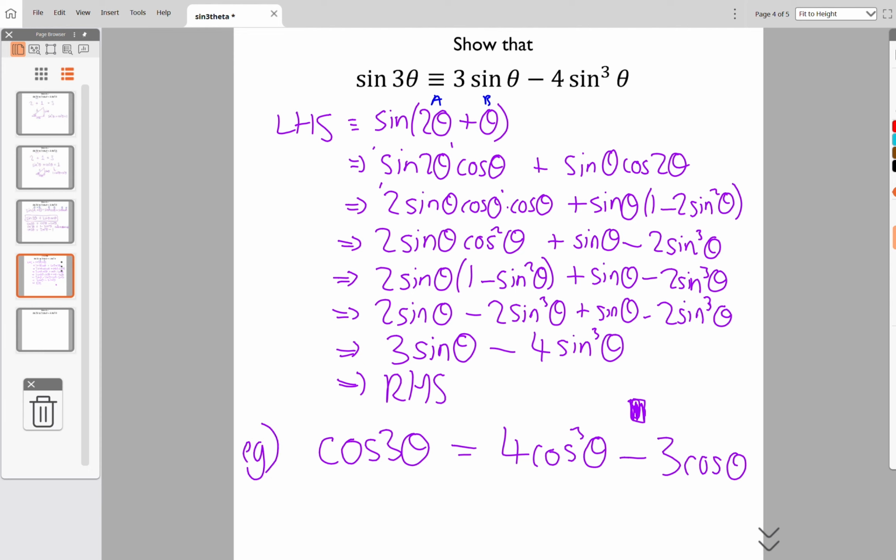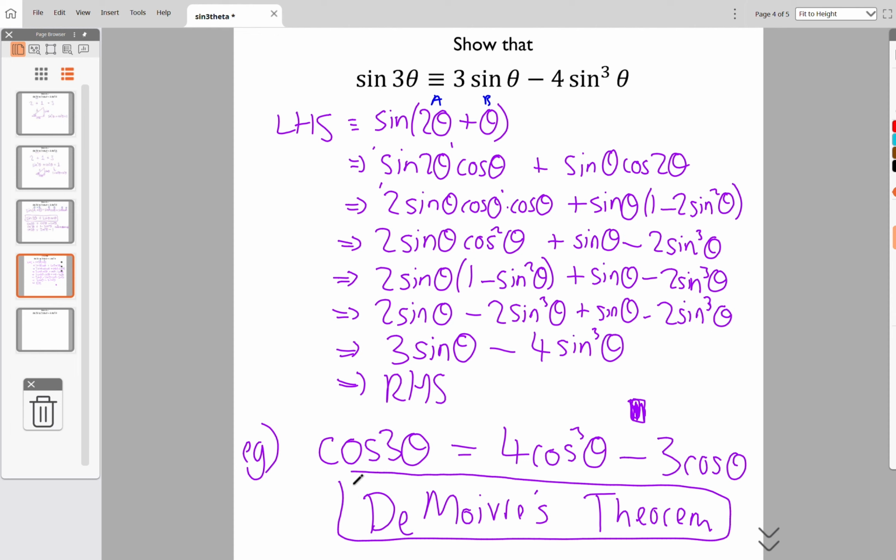The other thing is there's another way of doing this. There's a theorem called de Moivre's theorem. For any further mathematicians, if you're learning about complex numbers, it's another way of doing it. It's actually, you might argue, a little bit quicker. So that's another method I will show you in another video.